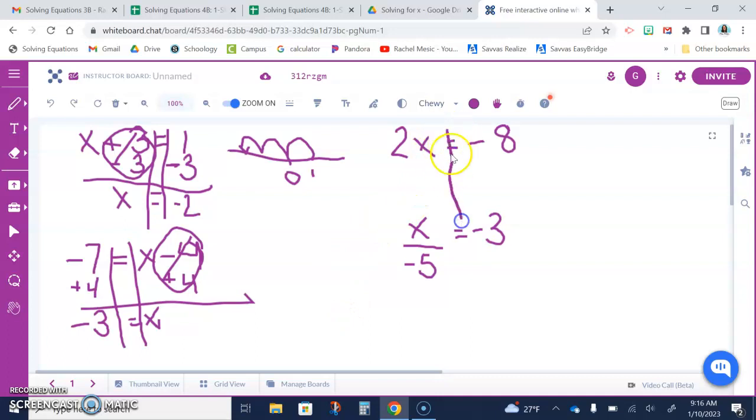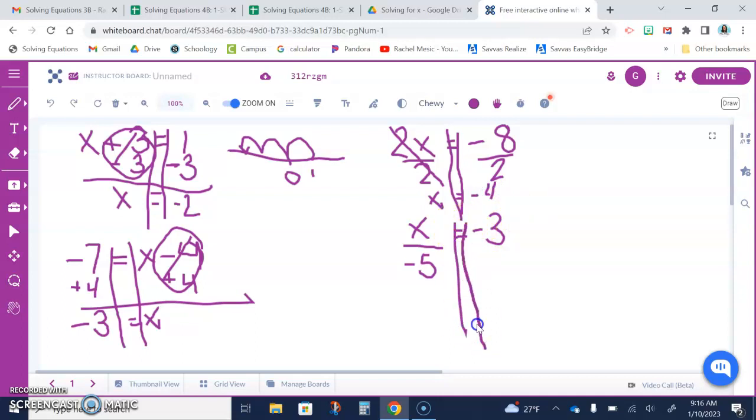All right, so for this one over here, 2 is kissing x. That means multiplication. The inverse of multiplication is division, so we are going to divide both sides by that 2. 2 halves is 1, and 1x is just x. And then negative 8 divided by 2 is negative 4.